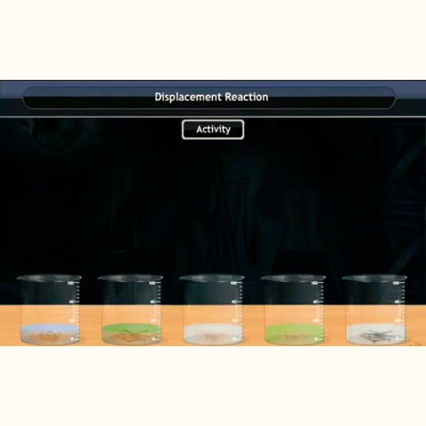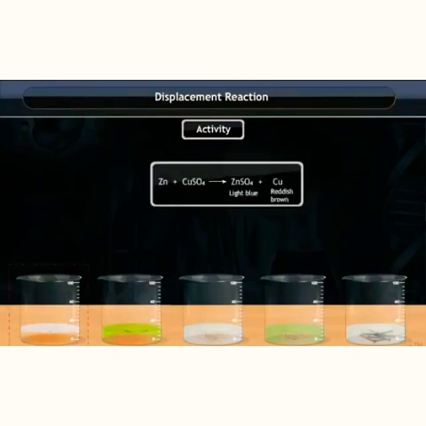You will observe that the color of the copper sulfate solution changes in beakers 1 and 2. On the other hand, no change is observed in beakers 3, 4 and 5. In beaker 1, zinc Zn replaces copper Cu from the copper sulfate CuSO4 solution to form zinc sulfate ZnSO4 and copper. Because of this, the blue color of copper sulfate disappears and a reddish-brown substance, that is copper, gets deposited at the bottom of the beaker.